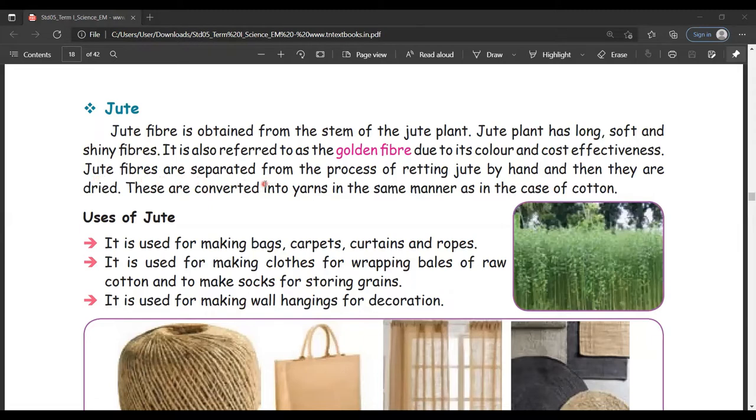Jute fibers are separated from the plant by the process of retting, by hand, and then they are dried. How do they separate the jute fibers? In the retting process, they soak the plant in water. After soaking for some days, they take it out, use it, and then dry it. This process is called retting.